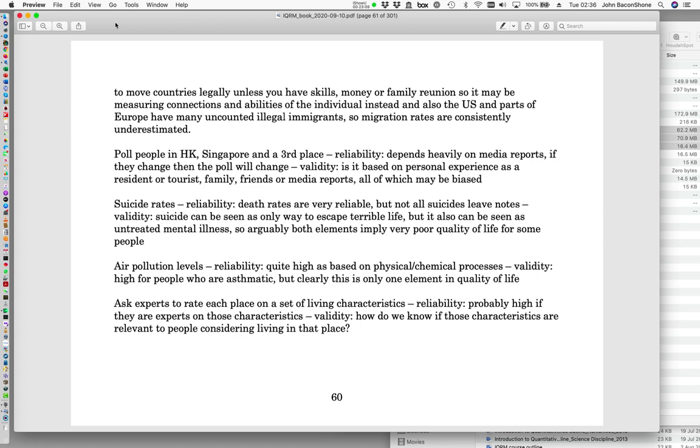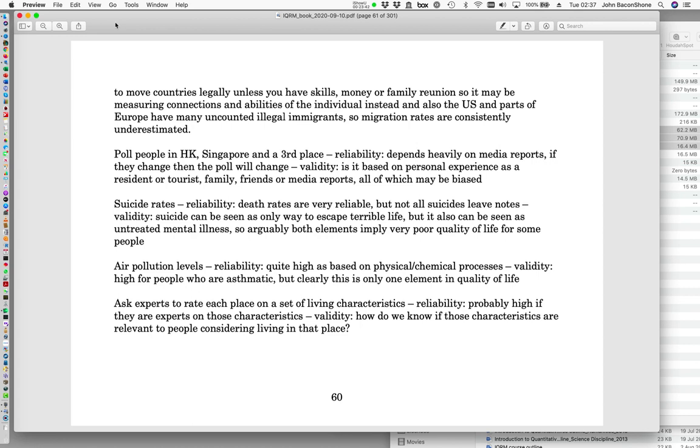So validity. What is the validity? If you ask me in Hong Kong to think about Hong Kong and Singapore as a place to live, if I've lived in Hong Kong for a reasonable time, then that should be reasonable, right? I should know what I'm talking about. But how would I know what it's like to live in Singapore unless I've also lived there? Right? So unless you restricted yourself to people who had lived in both places, one can argue, what is the validity? What is this opinion based on?